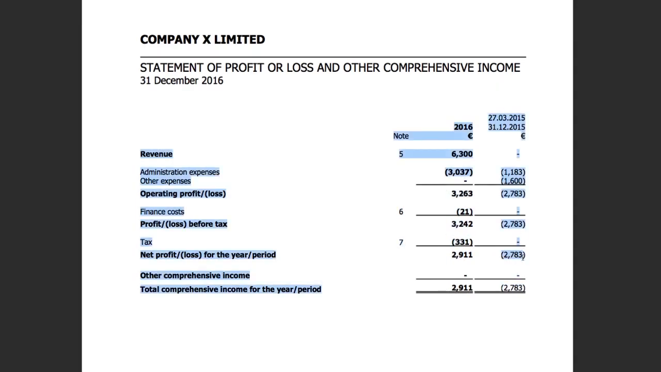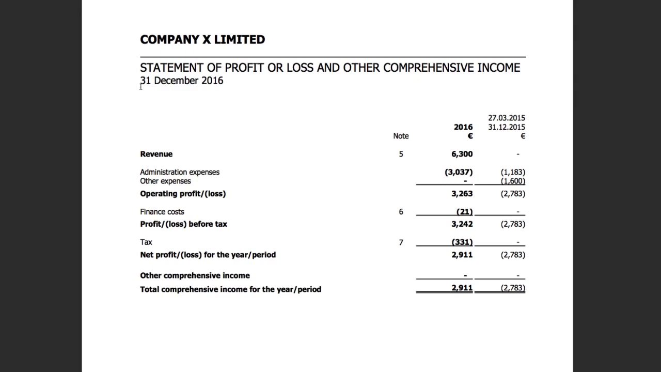On the other column we can see the prior year results. So if the date straddles like this, it means that the company was incorporated on the 27th of March 2015 and is for the period, and these results here are for the period 27th of March 2015 until the 31st of December 2015. So what are our conclusions based on these numbers? Our conclusions are the following.